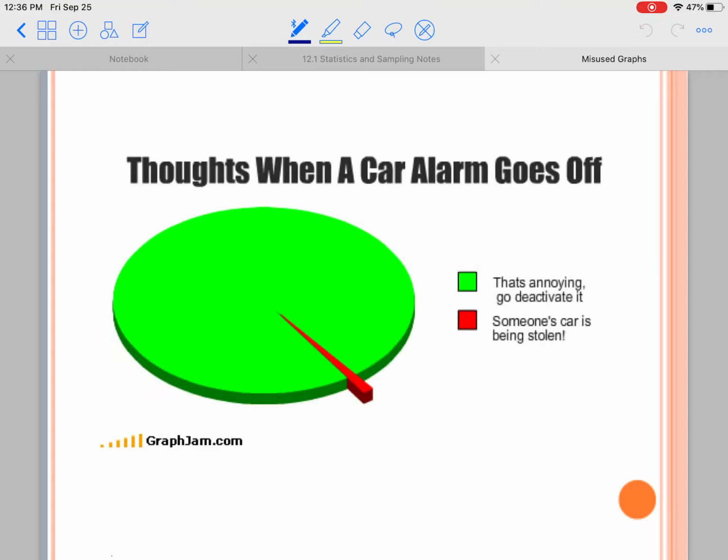Well, of course there are issues, because aren't there other thoughts that could occur when a car alarm goes off? I would hope. If I hear a car alarm go off in my neighborhood, my first thought is, is that my car or is that a neighbor's car? There are other thoughts that aren't represented in this picture.